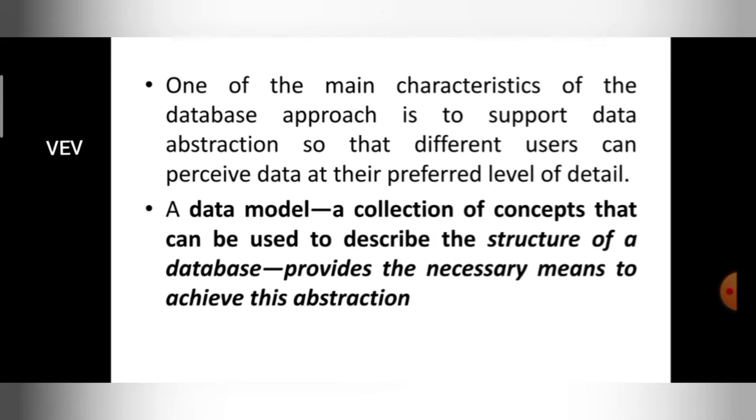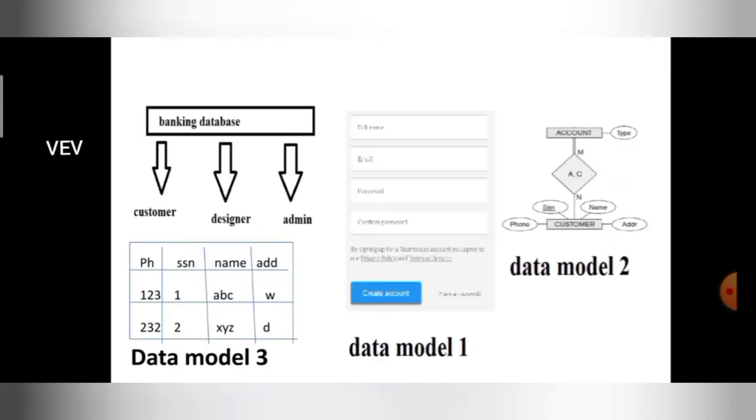Getting, guys? So I will take an example. You will understand this in a better way. Assume that I'm designing a banking database, right? So this banking database can be used by a customer, this banking database can be used by a designer, and this banking database can be used by an admin, right? So here I am achieving the data abstraction.